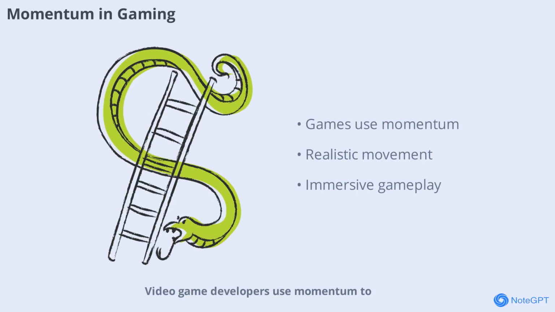Video game developers use momentum to create realistic movement and physics in games. Characters, vehicles, and objects behave according to the same rules as in real life, making gameplay more immersive and challenging. Momentum adds excitement and realism to virtual worlds.